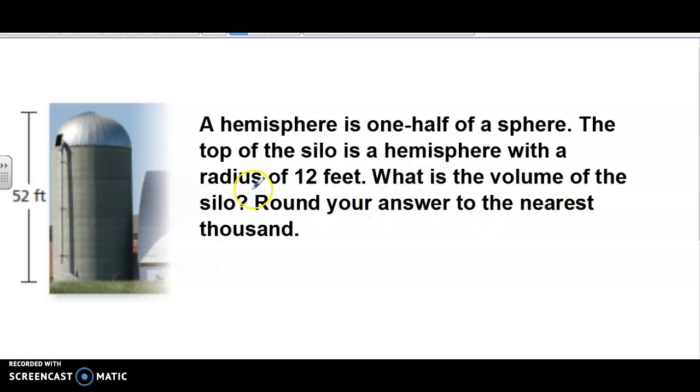So what is the volume of this silo here? A hemisphere is 1/2 of a sphere. The top of the silo is a hemisphere with a radius of 12 feet. What is the volume of the silo? Round your answer to the nearest thousand. Notice here it says thousand, not thousandth. So that's important too. They're telling us that the radius, which is halfway through a sphere, since it's a hemisphere, the distance from the top to this part here is 12 feet. If this whole thing is 52, it means that this part of the shape is 40 feet.